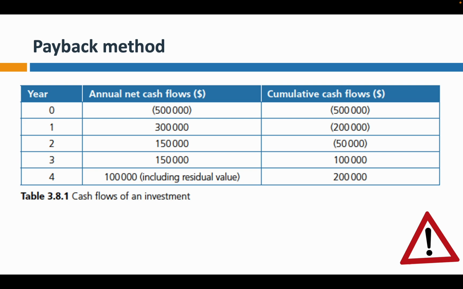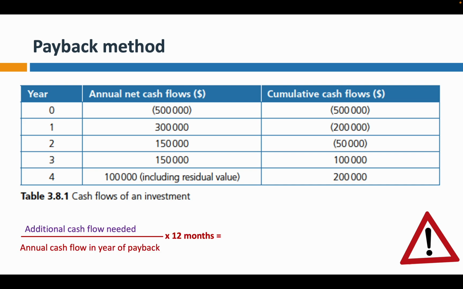Okay, let's have a look at another example. The exercises in the test are going to get harder, but very often you might get just a table like this, which is going to show you the annual net cash flows and the cumulative cash flows. Then it's going to ask you, what is the payback period? Again, we have this formula: additional cash flow needed divided by annual cash flow in year of payback, times 12.